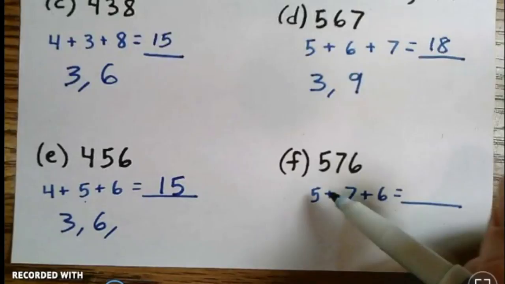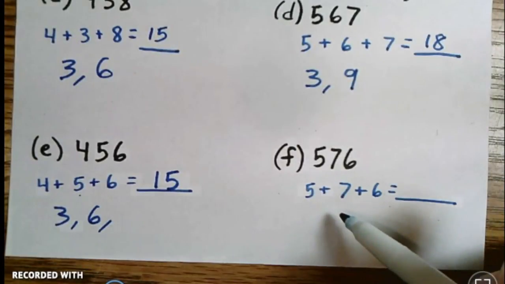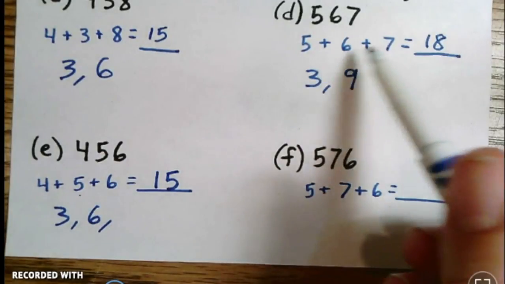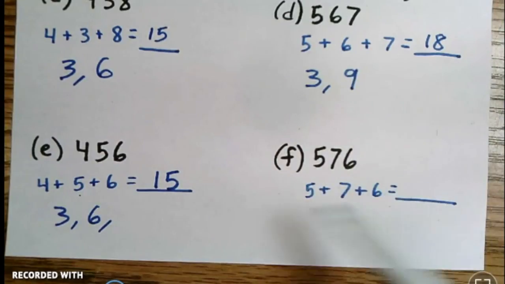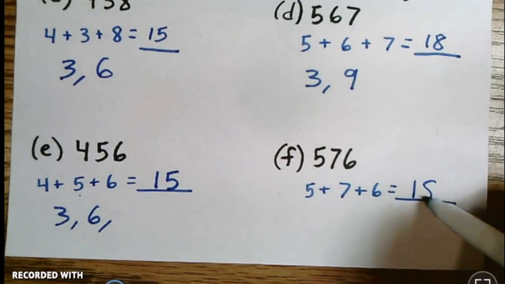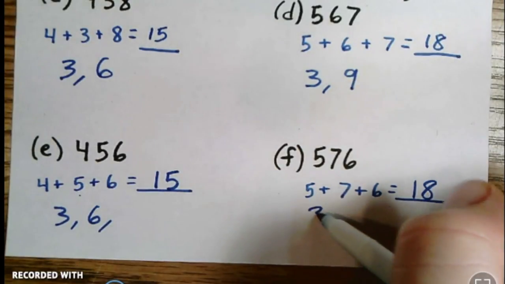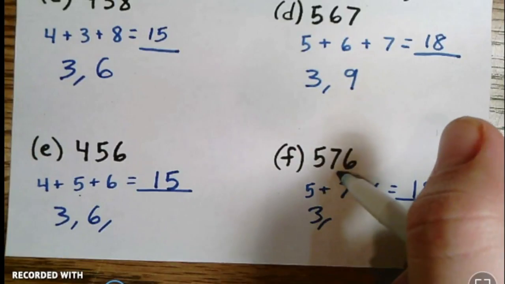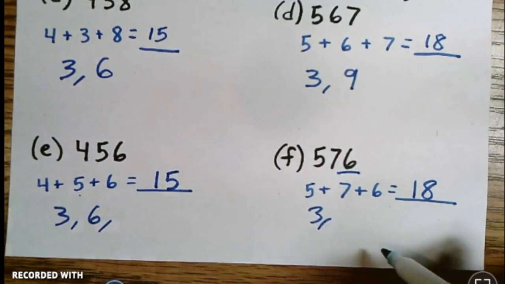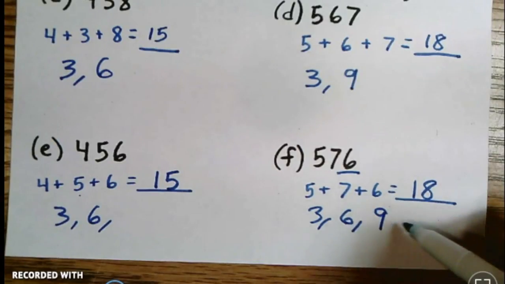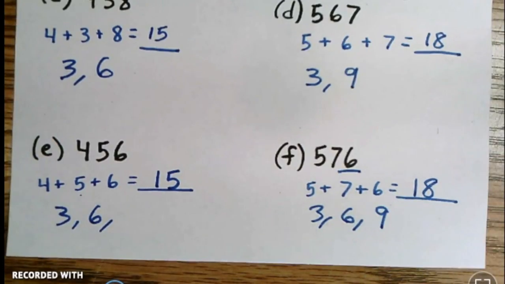All right, last one. 5 plus 7 plus 6. Oh, 5 plus 6 plus 7 is funny. It's the same things, but in a different order. So here we have 18. Does 3 go into 18? Yes, it does. Is this number even? Yes, it is. And 3 goes into it, so it's divisible by 6. And 18 is divisible by 9. So this one had all 3 of them.